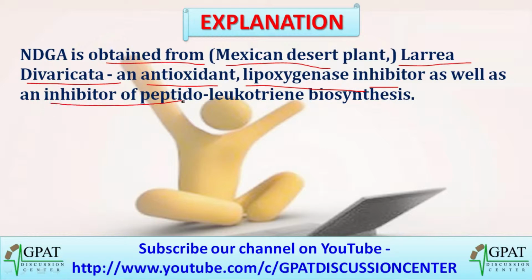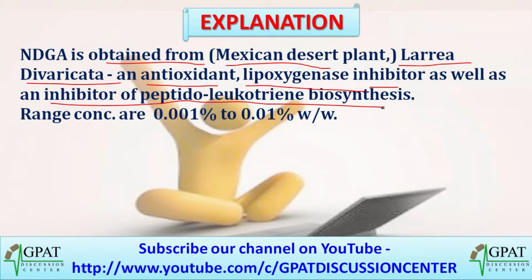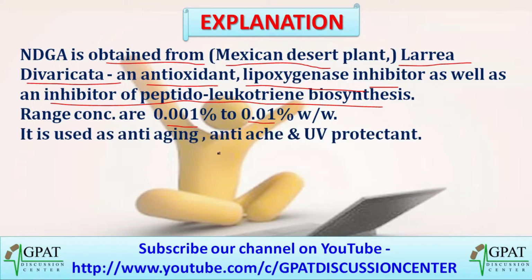It is an antioxidant or lipoxygenase inhibitor, as well as an inhibitor of peptidoleukotriene biosynthesis. Students, just try to memorize this about NDGA, and the concentration range as an antioxidant, that is 0.001 to 0.01% weight by weight. So students, try to memorize these values also. It is used as anti-aging or anti-acne and UV protectant. It's all about NDGA. So the answer is NDGA is used as an antioxidant.